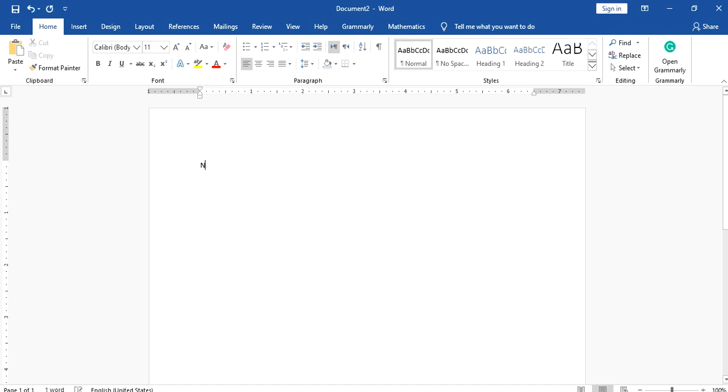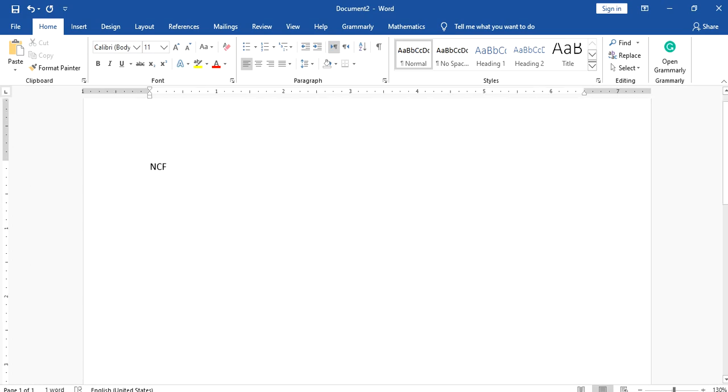Net cash flows equal cash inflows minus cash outflows. So any cash that entered the company during a specific period of time, or any cash that went out from the firm during a specific period of time.